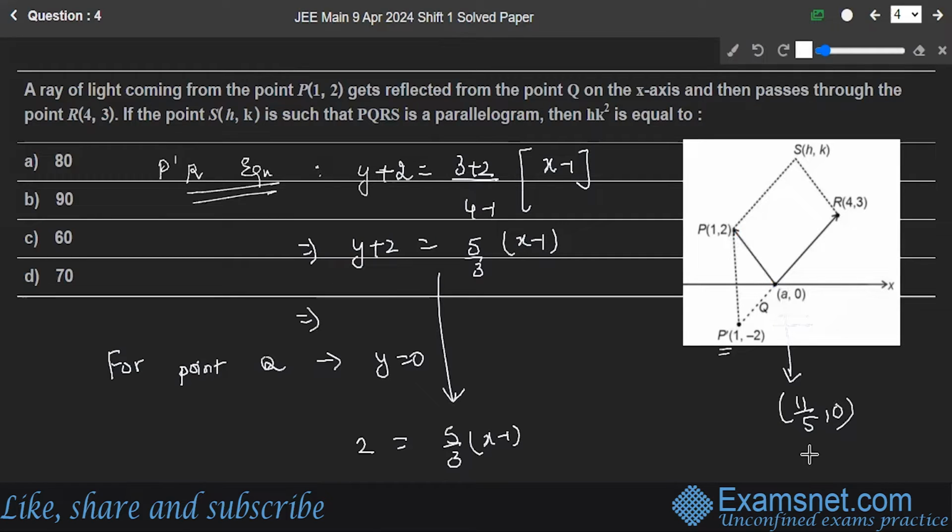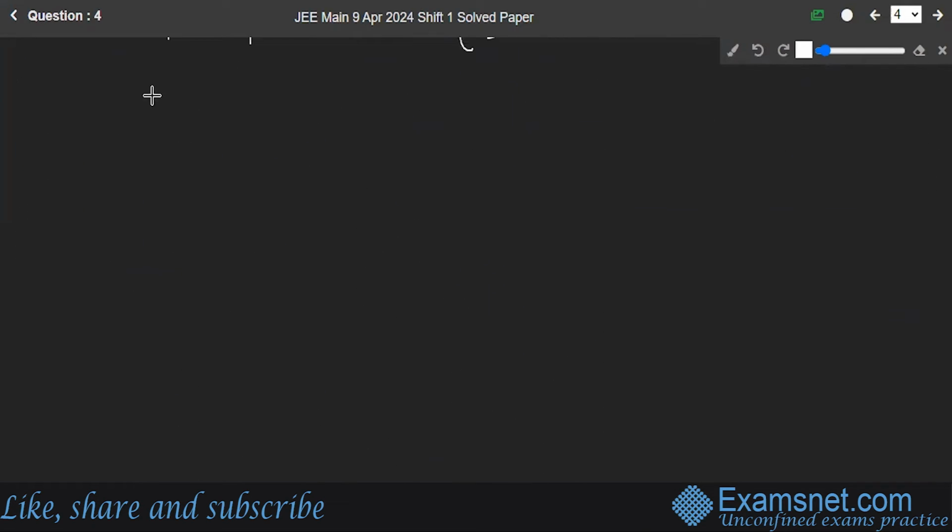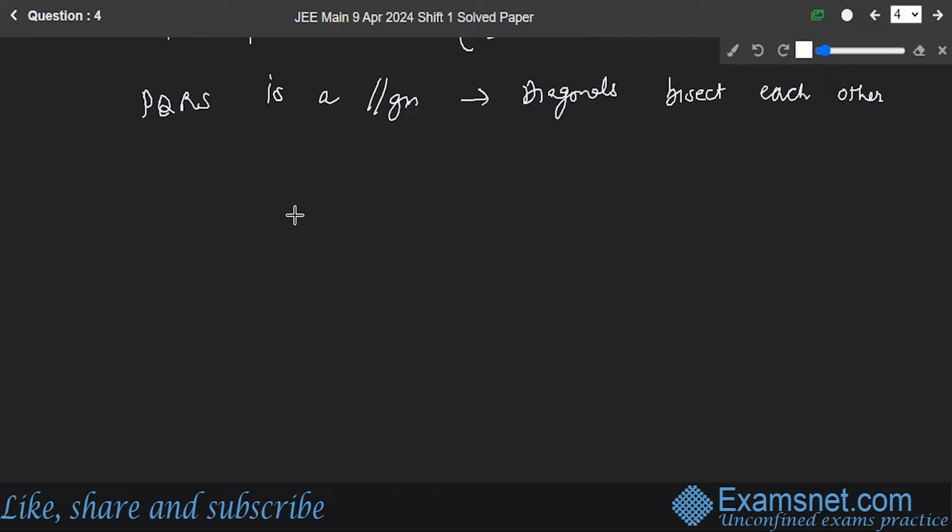You are given PQRS as a parallelogram. That means the diagonals bisect each other. PQRS is a parallelogram, that means diagonals bisect each other. That means the midpoint of SQ is the midpoint of PR.